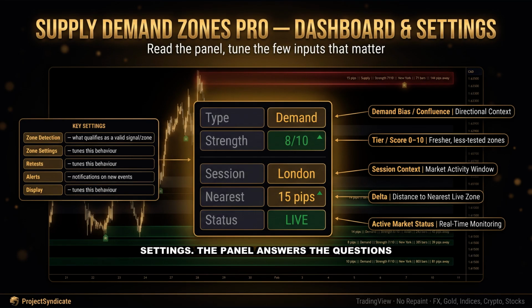The panel answers the questions you actually ask. A levels tool, type demand, strength, session, and nearest 15 pips. Every value there is a live readout, not a forecast. On the settings side, the ones that matter are zone detection, zone settings, retests, alerts, and display. Leave the rest on defaults until you know why you're changing them.